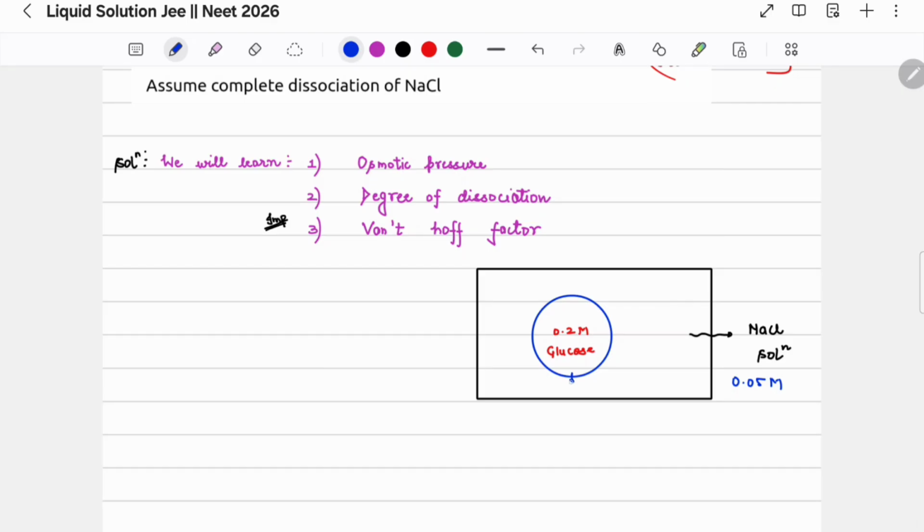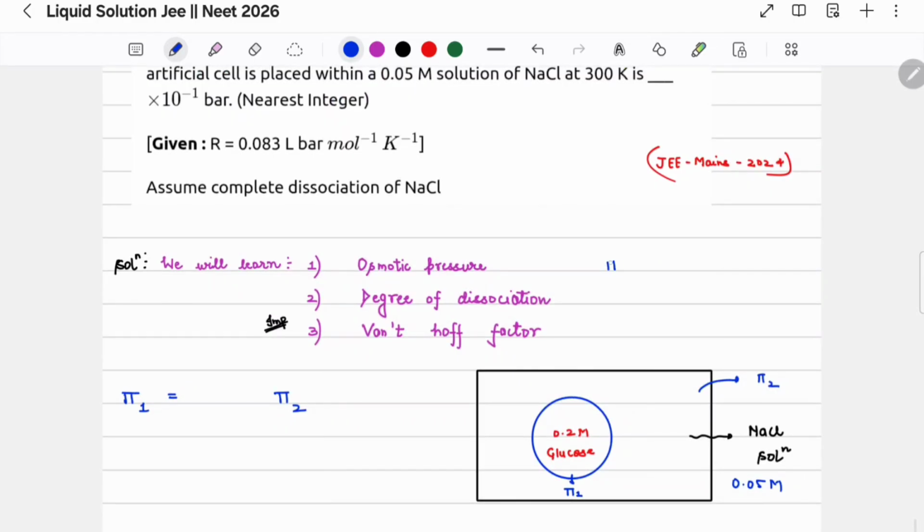Now suppose I am assuming the osmotic pressure present inside the artificial cell is pi1, and outside I am assuming pi2. Definitely pi1 and pi2 are not equal; they are unequal. That unequal part only we need to calculate. Already we know the formula: pi is equal to i into C into R into T. So what you need to understand is that this osmotic pressure pi is directly proportional to the concentration. R and T will anyway be constant, and i is one factor. So pi is directly proportional to C.